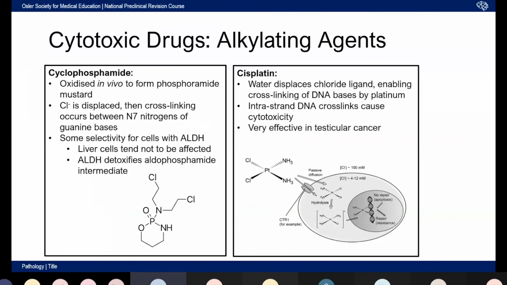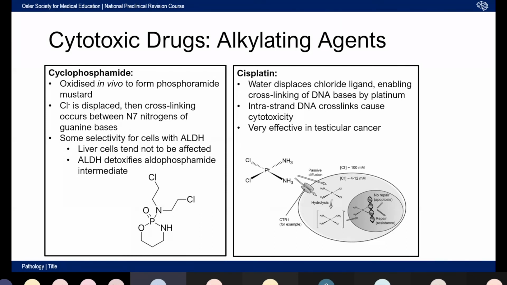So another type is alkylating agents. So alkylating agents in general attach alkyl groups to DNA, specifically to N7 of the guanine base of DNA, so G. Cyclophosphamide is an alkylating agent, and it's oxidized in vivo to form phosphoramide mustard, which is chemically similar to the mustard gas that's used in chemical warfare.